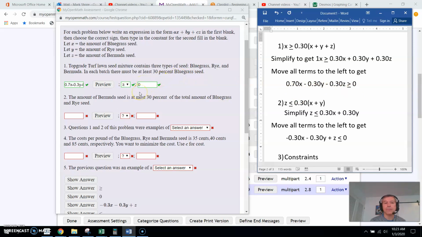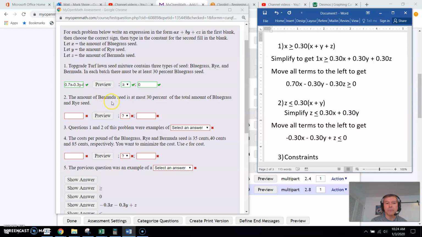Let's go ahead and do the second blank. But really the hardest part is what we went over first in terms of getting this equation. Once you get this equation, then it's just a matter of distributing and moving some terms to the left. So let's work on getting the second equation. The second inequality says the amount of Bermuda seed is at most 30% of the total amount of bluegrass and rye seed. Pretty similar to the last problem, just different variables used here.